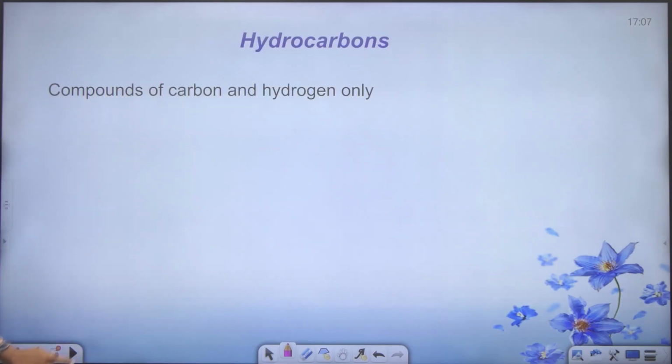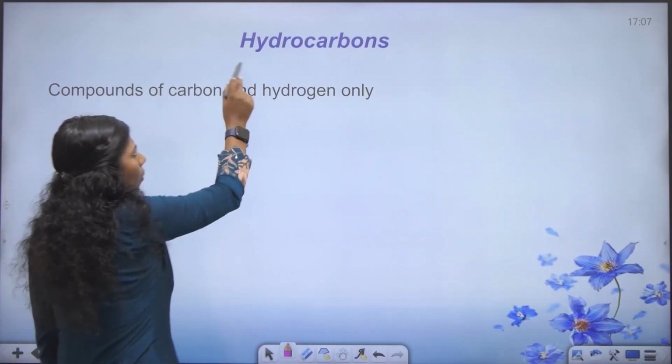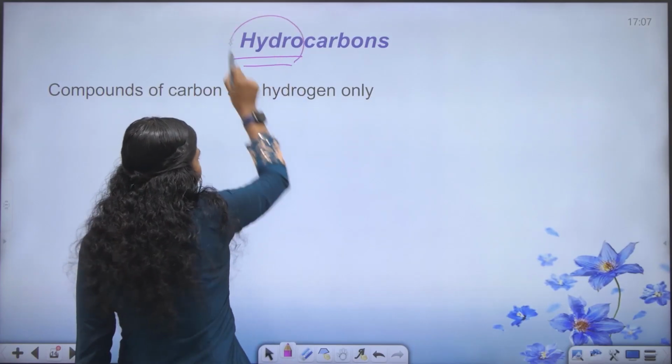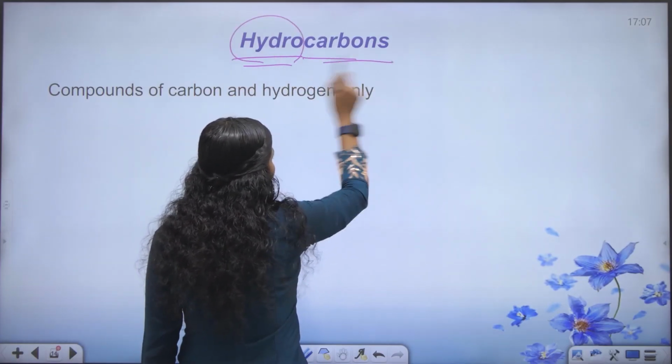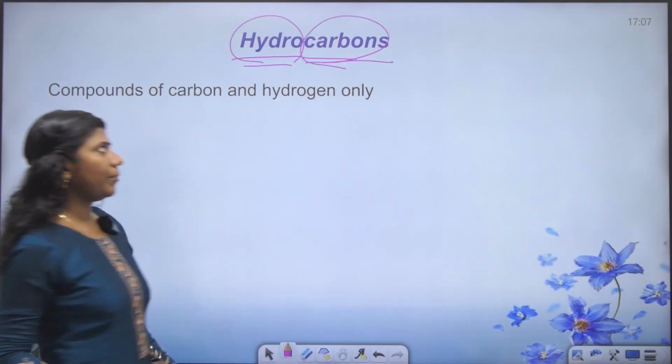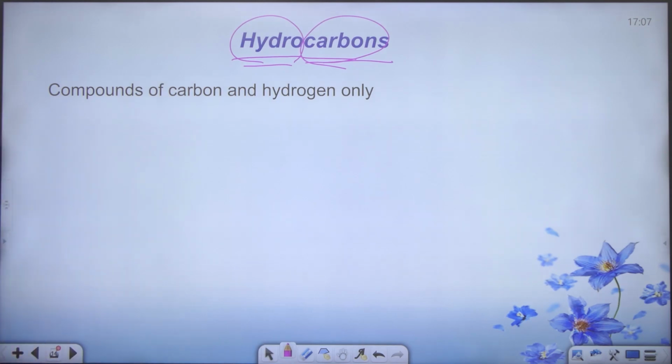Okay. Then the next topic is hydrocarbon. Hydrocarbon means a compound containing only hydrogen and carbon. Hydrocarbons are the compounds of carbon and hydrogen only. That type of carbon-hydrogen compounds are known as hydrocarbons. Hydro means hydrogen, and carbon. Hydrogen-carbon compounds are called hydrocarbons.